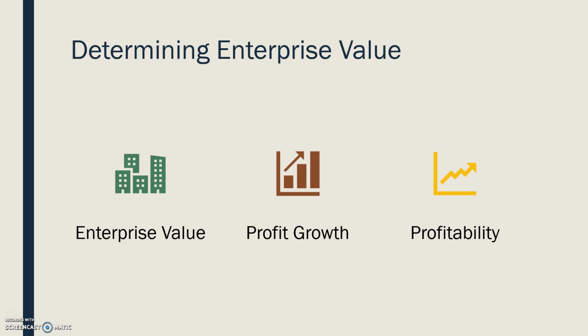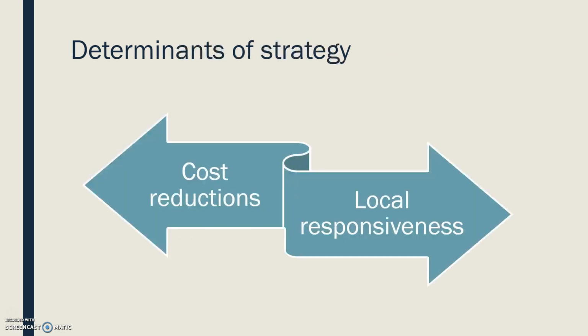Corporations determine their enterprise value by looking at how they can grow their profits and how to keep that profitability growing, which determines the kind of strategy they take. So where they start is by looking at whether they need to focus on cost reductions, local responsiveness, both of those things, or none of those things. Cost reductions just simply means their pricing, and local responsiveness refers to the extent to which they need to appeal to local cultures of the countries.